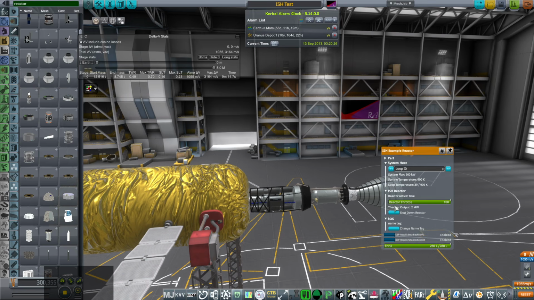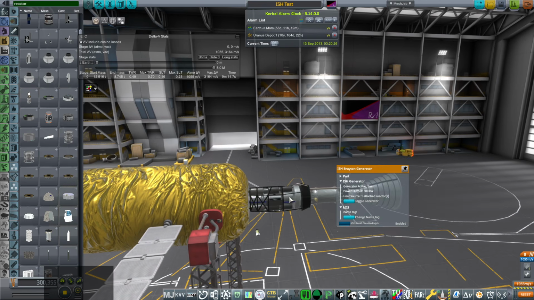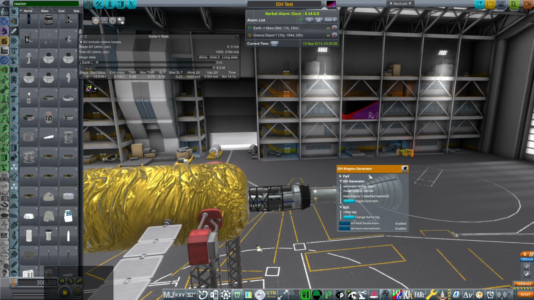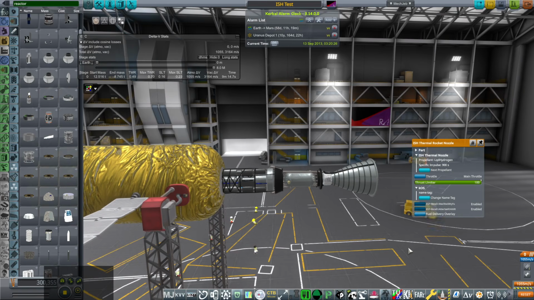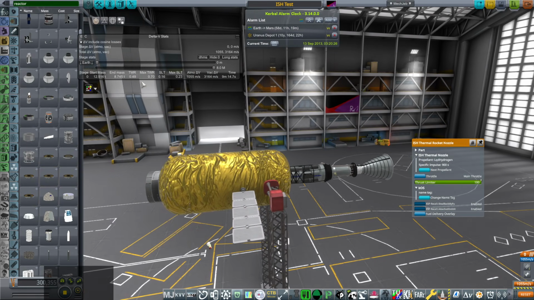If we activate the reactor here, we see we have a system flux of 900 kilowatts. It produces a total of 1.5 megawatts. Of that, 600 kilowatts is currently absorbed by the generator being turned into electric power. And then we have the thermal nozzle. As long as we have this on, the thermal nozzle will give us this thrust and this delta V. However, not that thrust. That's a lie.